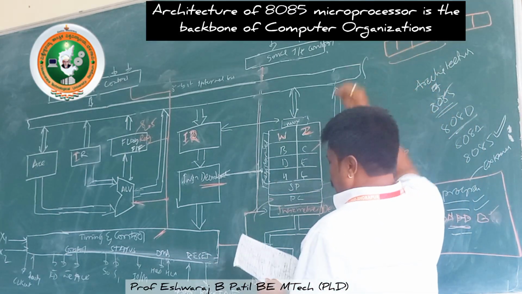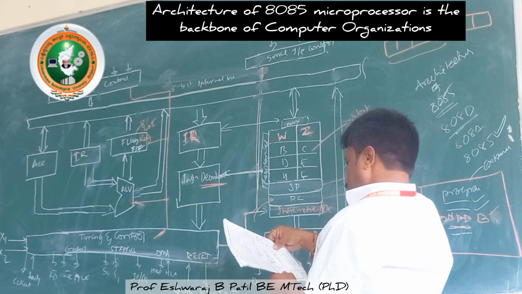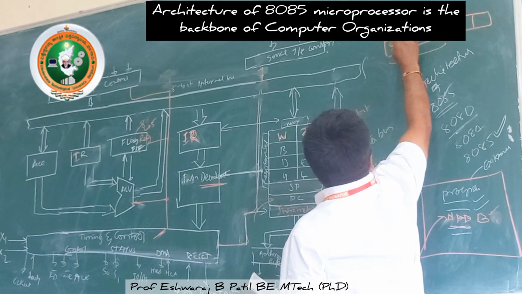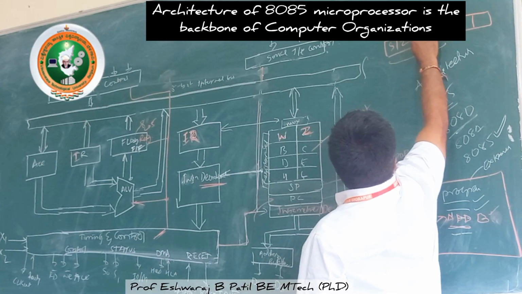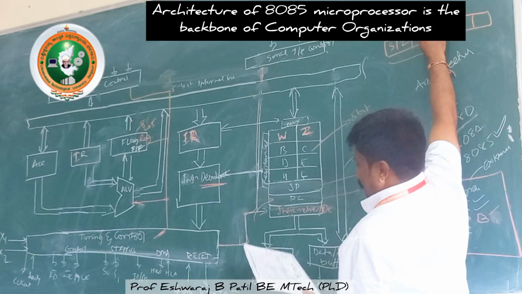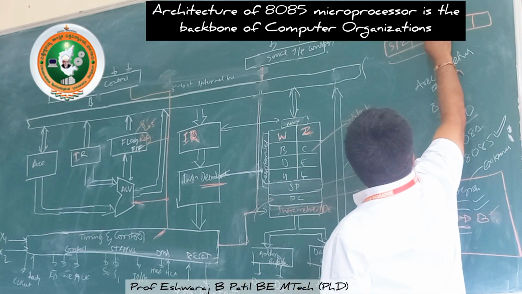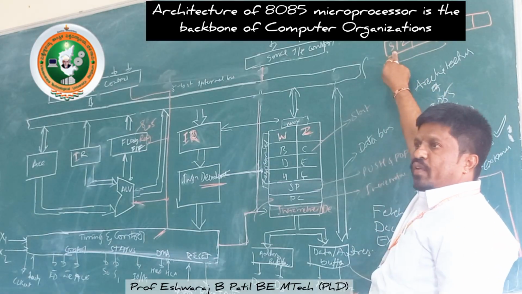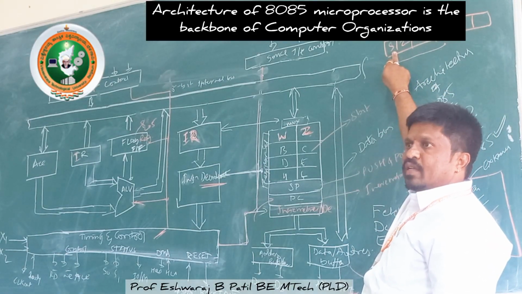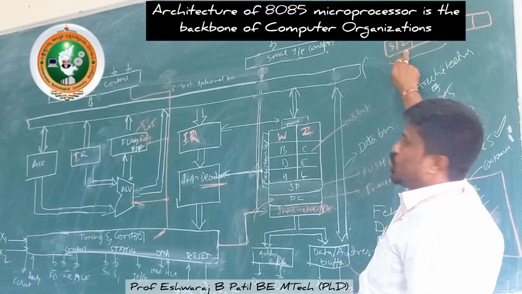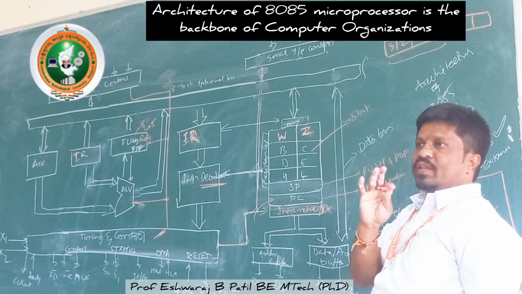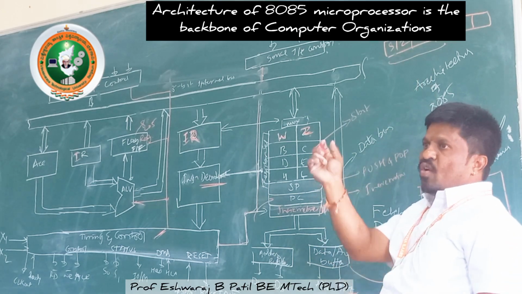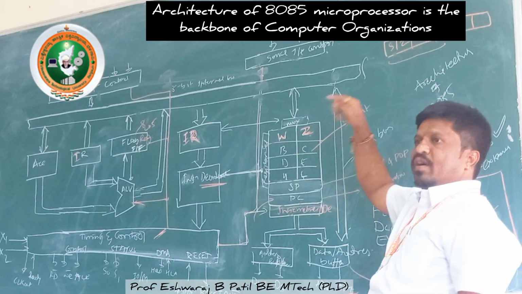What are the flags I have to use here? The sign flag, the zero flag, the auxiliary carry flag, and also the parity flag, and also the carry flag. The sign flag is raised when you get a negative answer. The zero flag is for a result of 0, like 5 minus 5. For the auxiliary carry flag, if a carry comes from the 4th bit, it is an auxiliary carry.